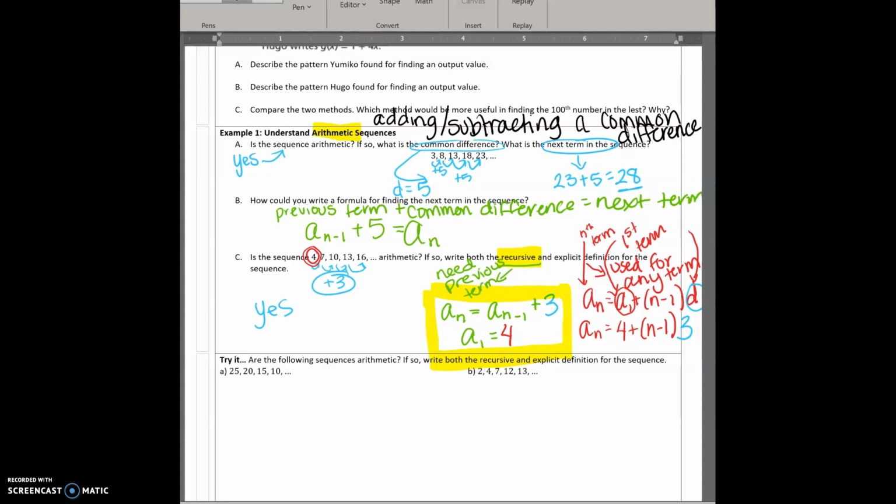And now we have to make sure we simplify it as much as we can. So we can distribute this here. So we would have 4 plus 3n minus 3. And then we can combine like terms. So this and this, we can combine those. So our formula is a sub n equals 3n, and then combining that 4 minus 3 would be 1. And so this would be our explicit formula. So explicit would be this right here.